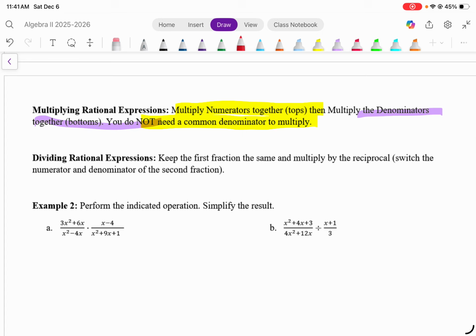That is only for adding and subtracting. All right, so then the next one: when we're dividing rational expressions, when you divide two fractions, you keep the first fraction the same, and then you multiply by the reciprocal of the second fraction, which is when you switch the numerator and the denominator.